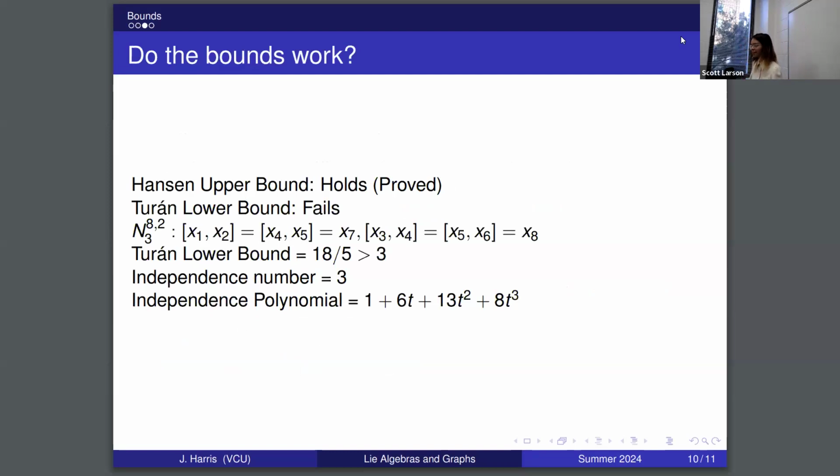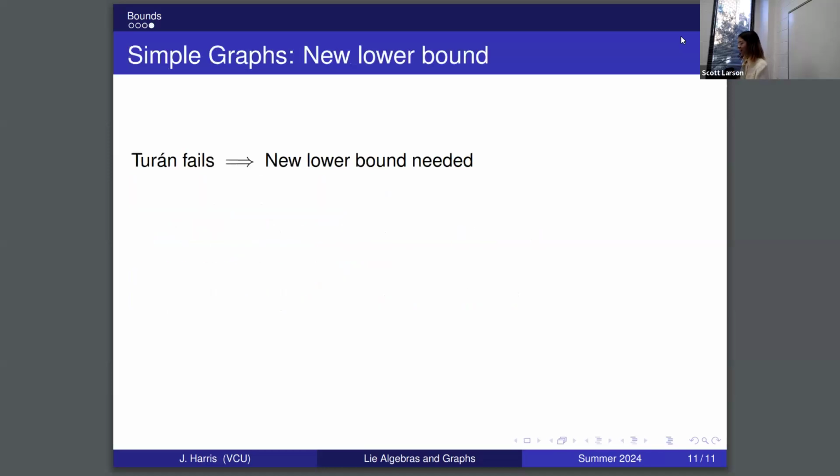And the Hansen upper bound does. I don't have the proof for you here because it's a little complicated, but the part that I was more involved in was finding that the Turán lower bound did not hold. Because there's a counterexample that you can see here where the Turán lower bound estimated something greater than 3 when the independence number was exactly 3. So if the Turán lower bound doesn't hold for these Lie algebras, we want to find something that does.